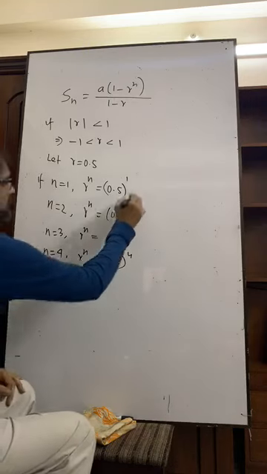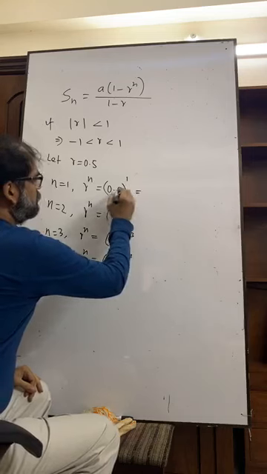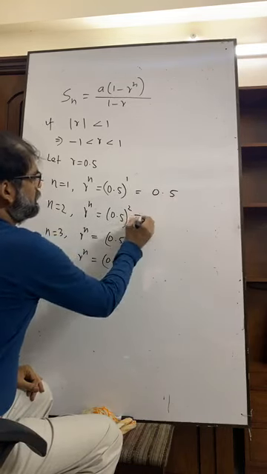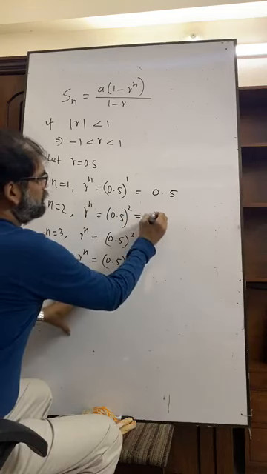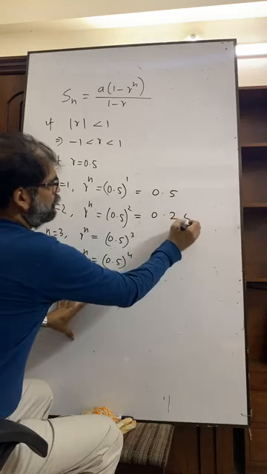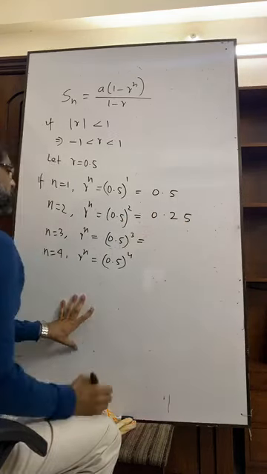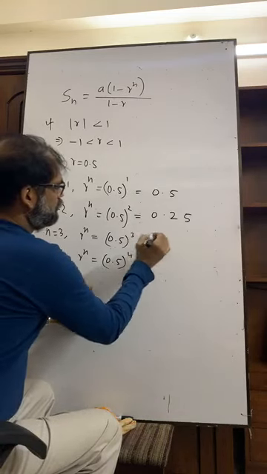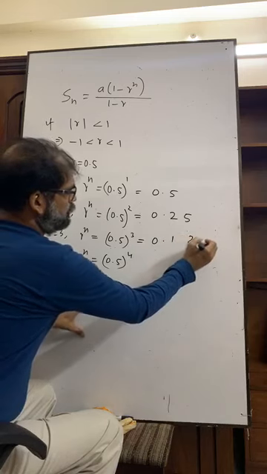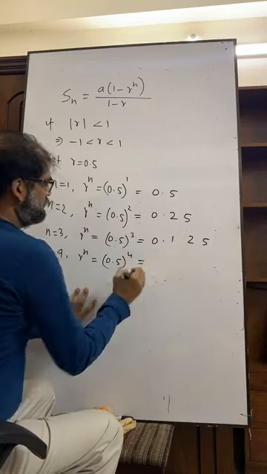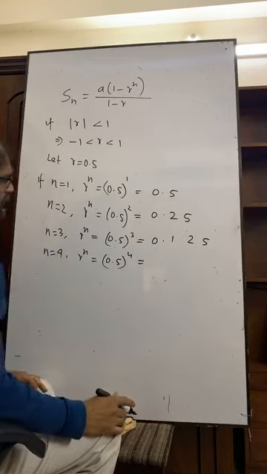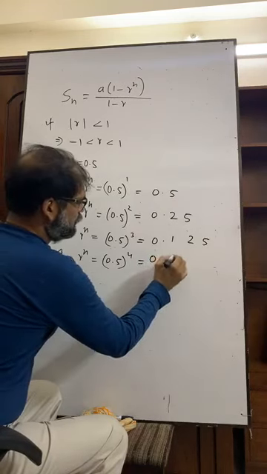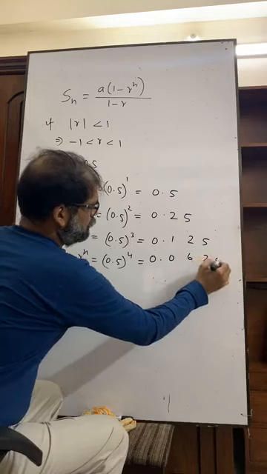What is the result here? 0.5 equals 0.5. 0.5 whole square is 0.25. 0.5 whole to the power 3 means 0.125. 0.5 whole to the power 4 means 0.0625.